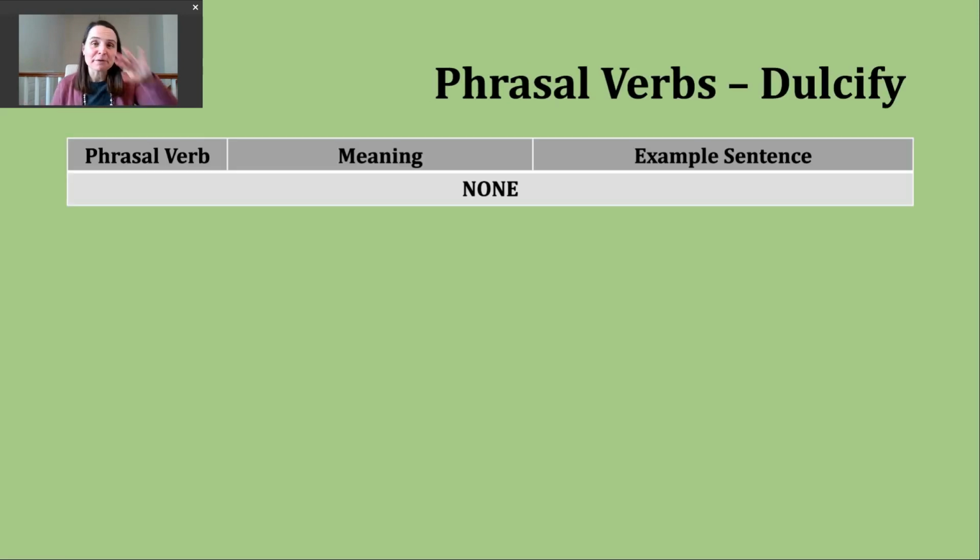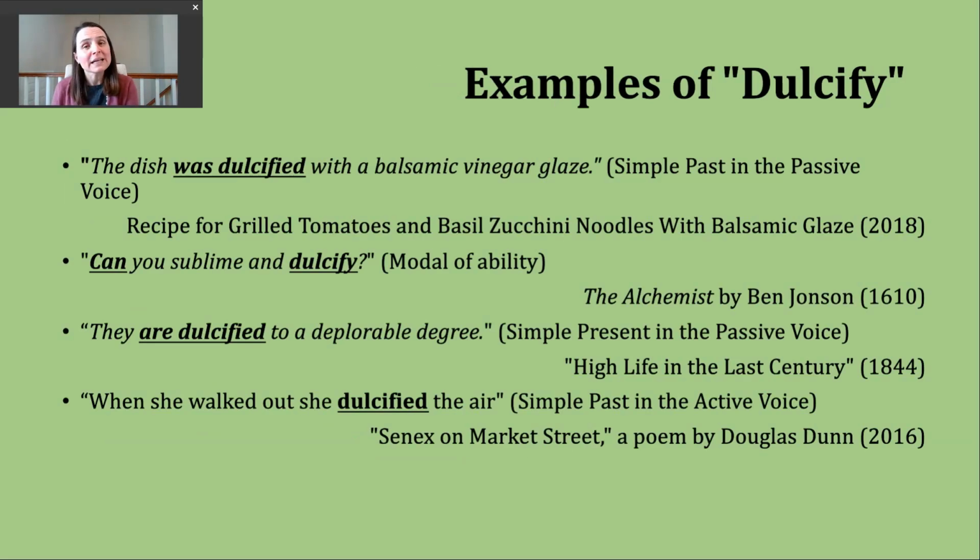Now, you'll be maybe relieved to know you don't have to learn any other meanings through phrasal verbs, and instead we can focus on looking at some real examples of dulcify as they appear in various sentences. The first example is a more modern one. This is from 2018: The dish was dulcified with a balsamic vinegar glaze. This is an example of the simple past tense in the passive voice.